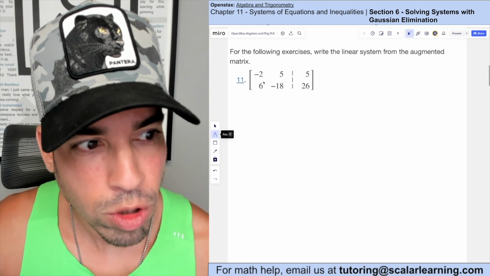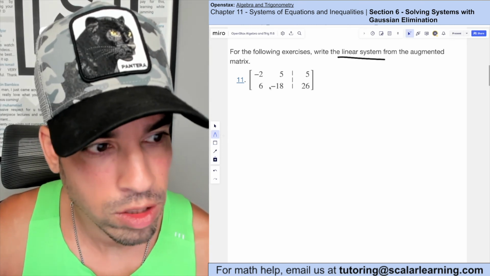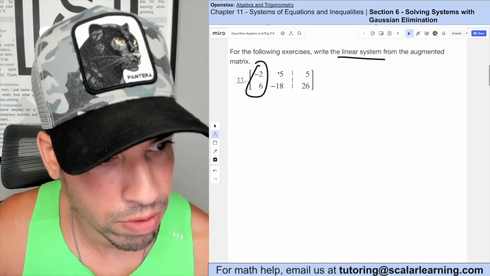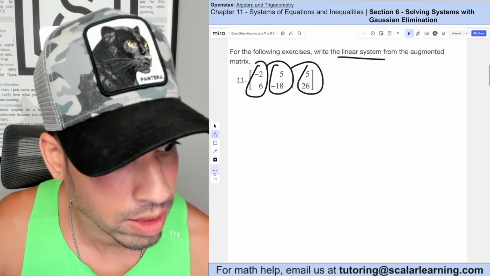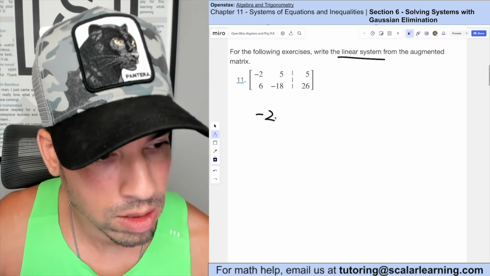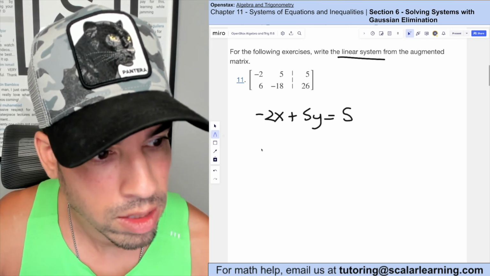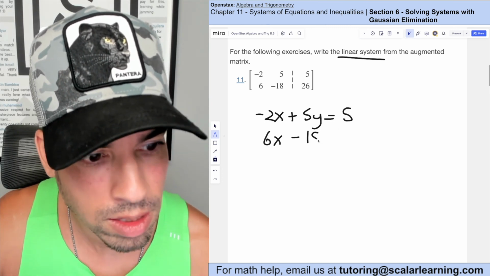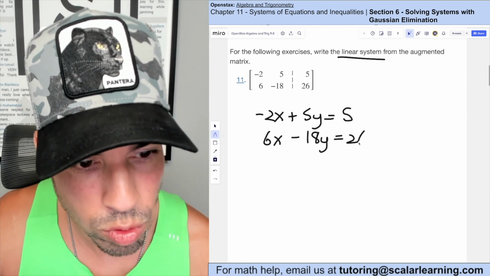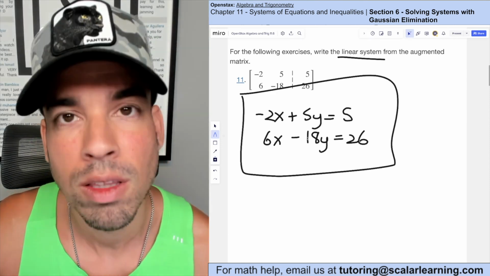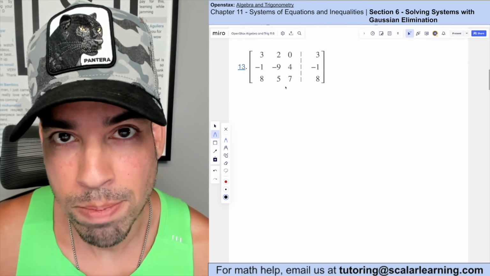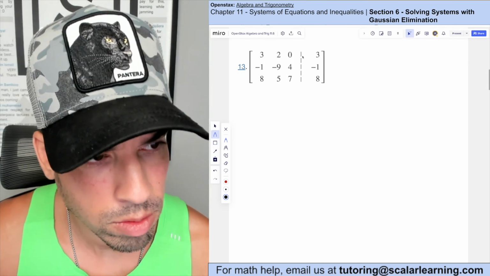Done. So for this question, we're turning this into a linear system. So again, remember, these are the coefficients of the x, coefficients of the y, and the constants. So we can write this as -2x plus 5y is equal to 5. And down here, we got 6x minus 18y is equal to 26. That's how you do it. Done. For this one, we're meant to turn this back into a system of equations.